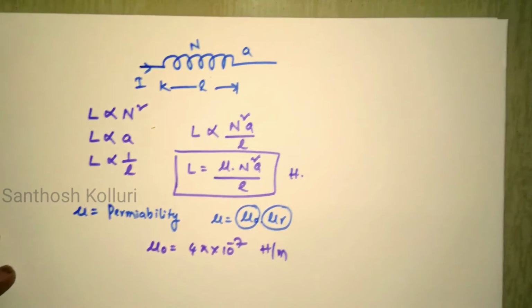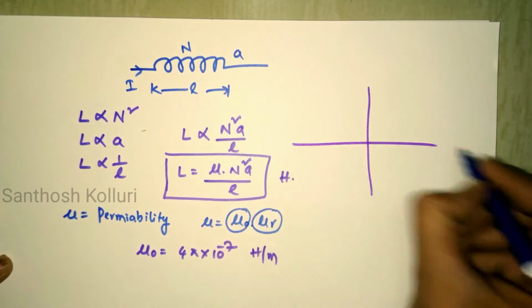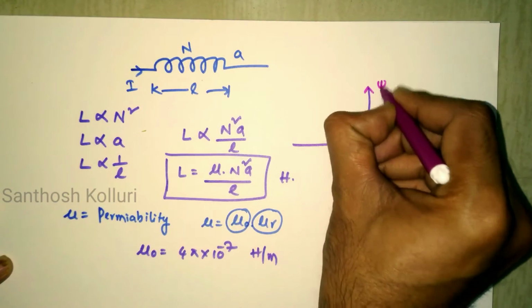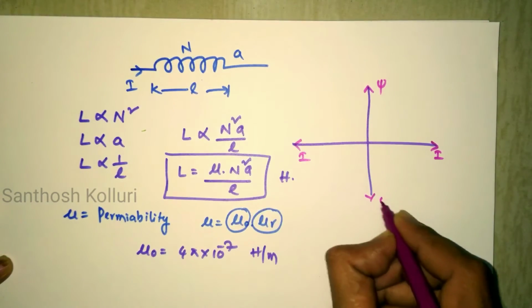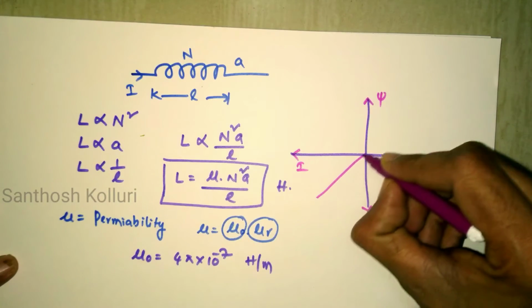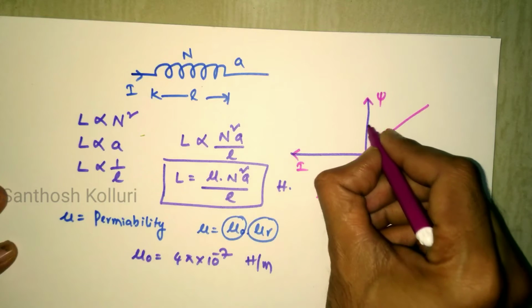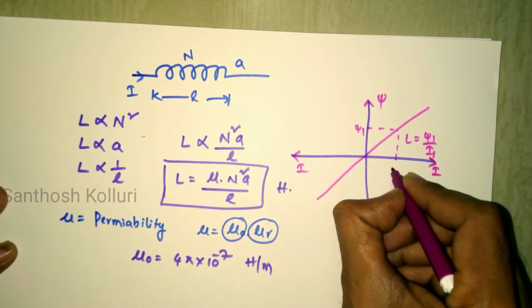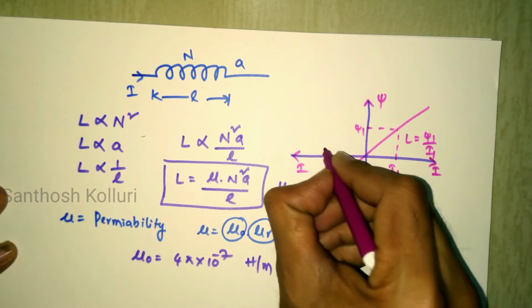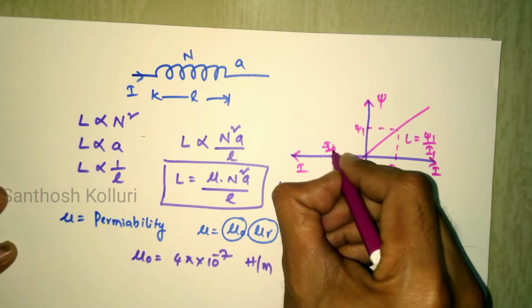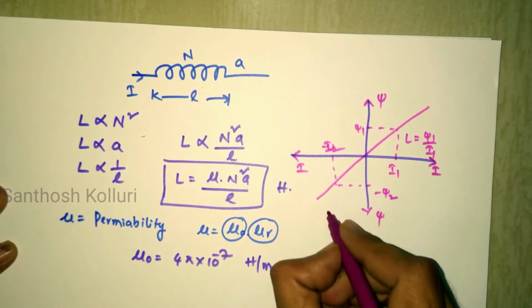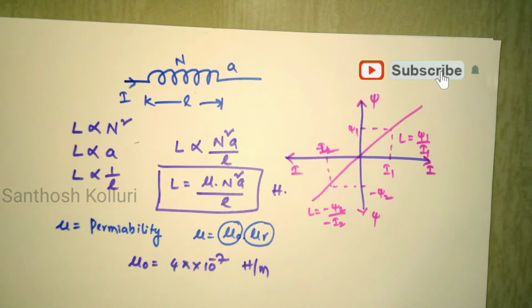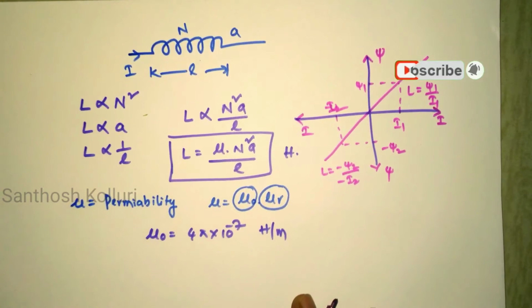And the psi I characteristics of the inductor can be drawn like this. If I take x-axis as current and y-axis as psi, this one is also in linear mode, and L is equal to psi 1 by I1, the slope of this curve. Similarly in the negative direction, this is minus I2 and this is minus psi 2, and inductance can be written as minus psi 2 by minus I2. This is regarding inductor.